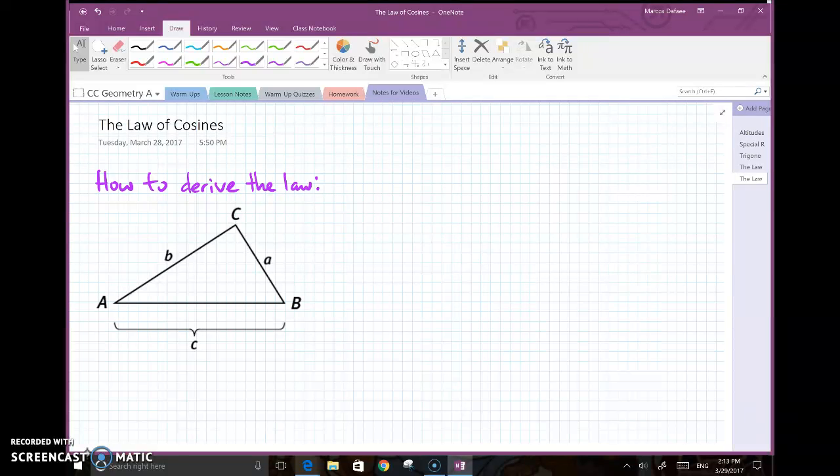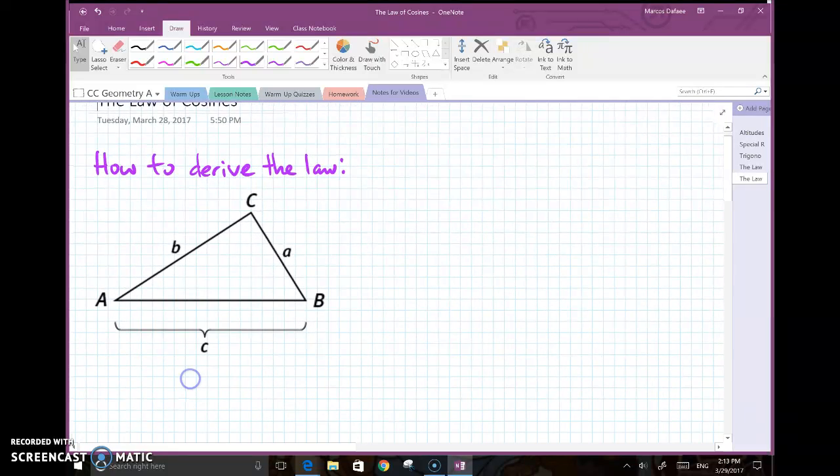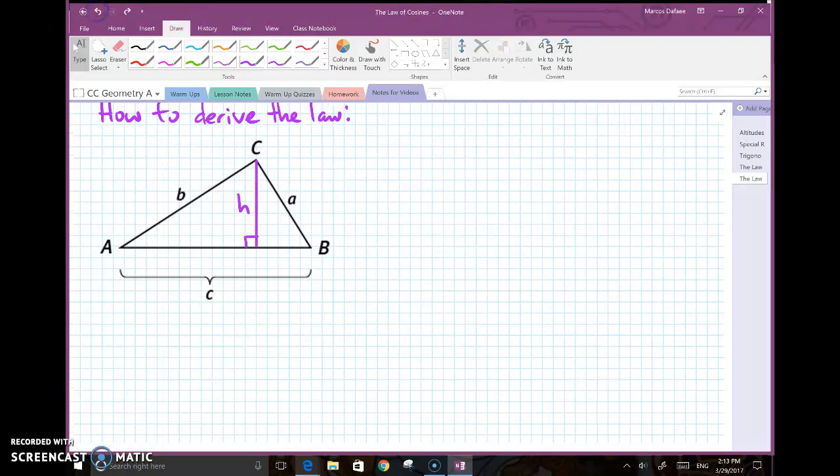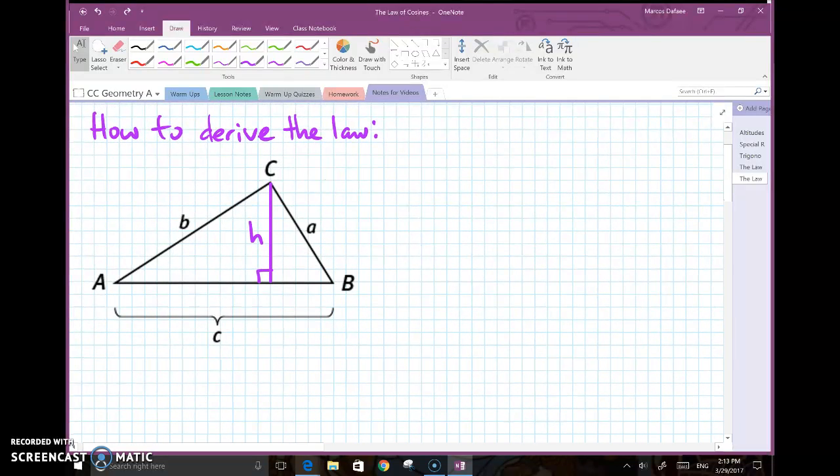So here we have a blank triangle ABC, with sides a, b, c. In order to derive the law of cosines, you first start by drawing an altitude. So there it is. I labeled my altitude h, because altitude, height of the triangle. If you look at the bottom, segment AB is also called c, and c is exactly opposite of angle C. So we're going to use that to our advantage here.